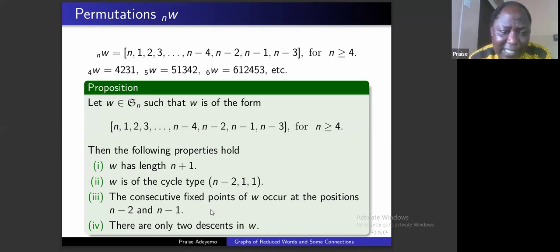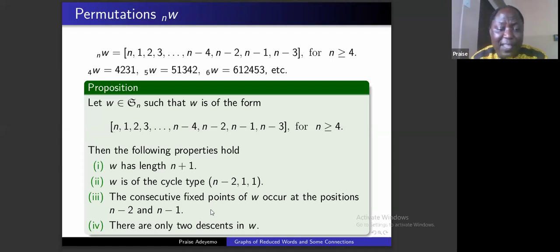The first is that the length is actually n plus 1. So for the first one, 4321 is of length 5. And also it has a cycle type. The cycle type is hook in nature. Of course, for some of us who have the understanding of this, it's hook in nature because you only have one part that is bigger than one. The rest are just 1, 1, 1. So the cycle type is n minus 2, 1, 1.